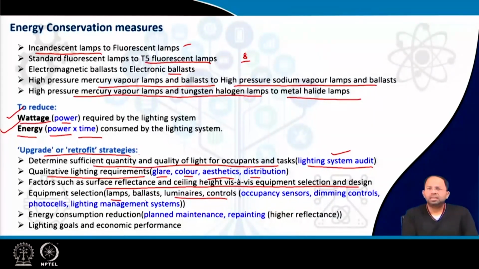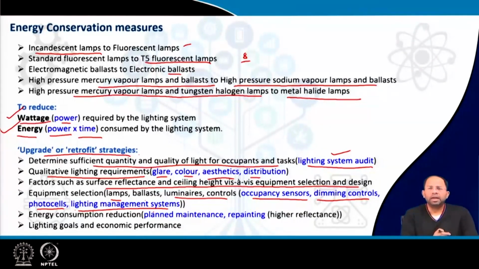So lamps and ballast are definitely part, but luminaire control is based on occupancy sensors of a particular room, where the light will turn up. Dimming controls, we can dim the lights at different times of the day. Photo cells, then lighting management system. So overall that lighting management system is recording at different conditions.